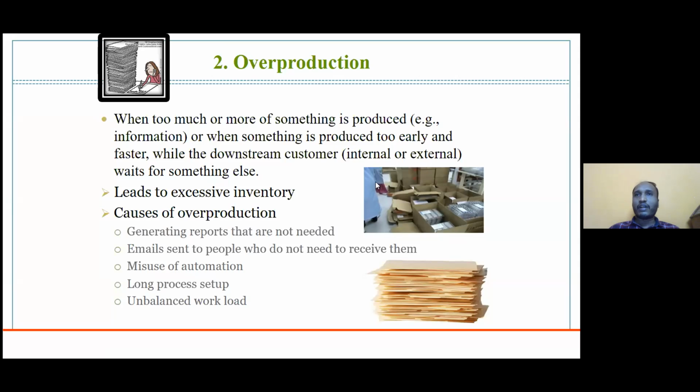So we have to avoid the unnecessary use of automation. If you do production unnecessarily, the machine also gets used, so that automation is wasted. That's why it's called misuse of automation.